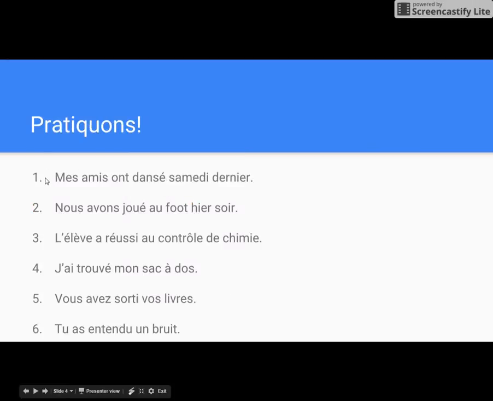Pratiquons. So here I have some sentences in the passé composé, and they're in the affirmative. So I want you to, in your notes, write down these sentences, copy them down, and then try to put them in the negative using ne pas. So you can pause the video, take as much time as you need, and then press play, and we'll go through the answers.